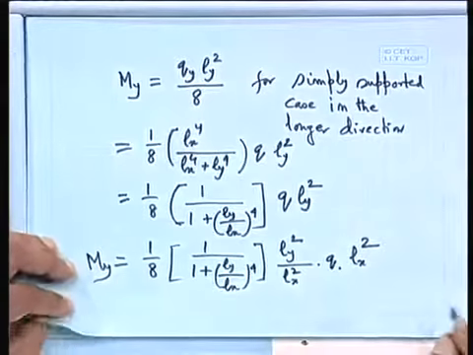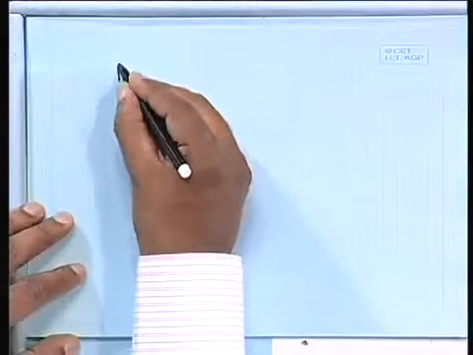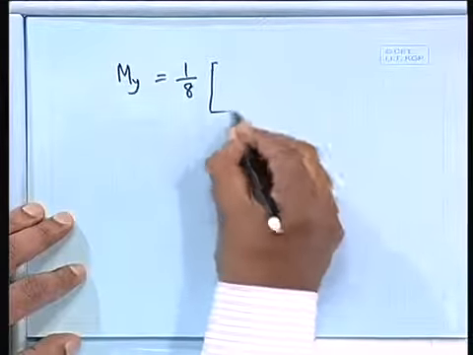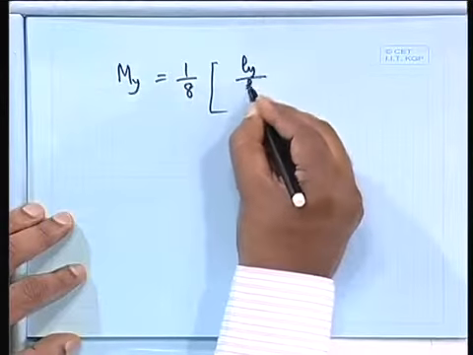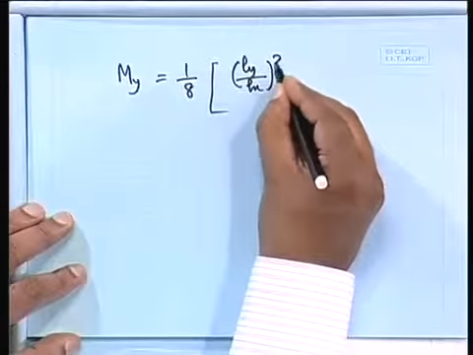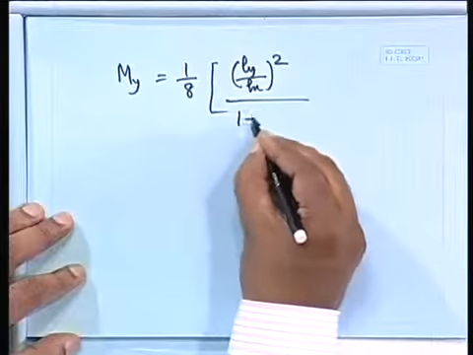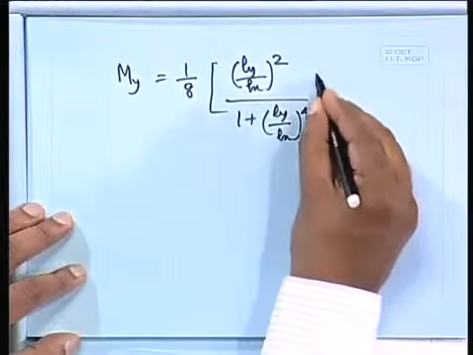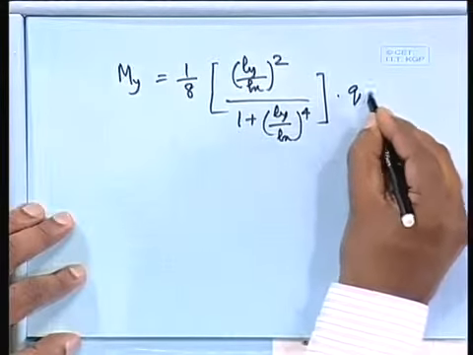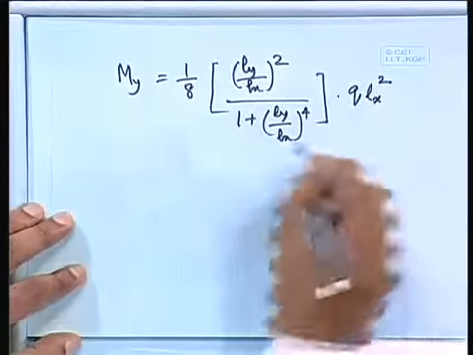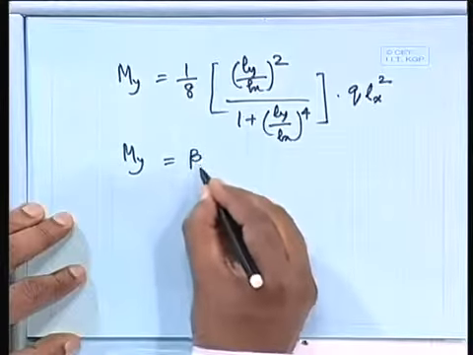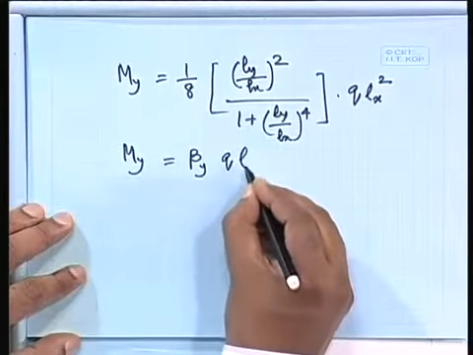So what we can do here then? Then we can get My equal to 1 by 8 Ly by Lx whole square divided by 1 plus Ly by Lx to the power 4 times q Lx square. So we can write down as My equal to beta y q Lx square.